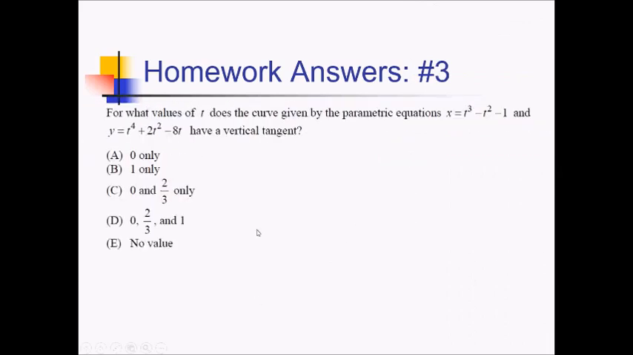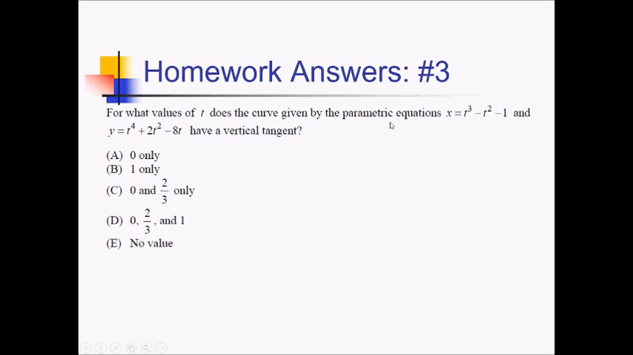On this problem, we want to know what value of t gives our parametric set of equations here a vertical tangent. So if we're looking for vertical tangents, we're looking for a place where there is vertical movement but no horizontal movement. So in terms of parametric equations, we want the derivative of x, the x prime, to have a value of 0. And we want y prime to have a value of really anything except for 0.